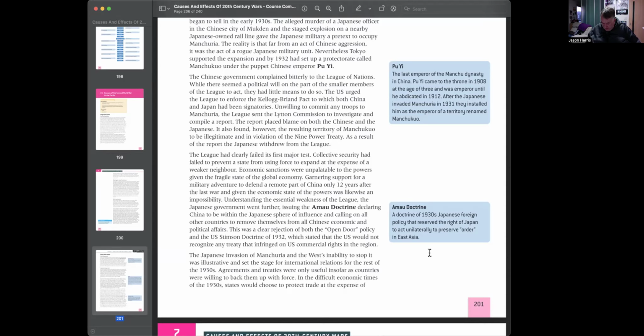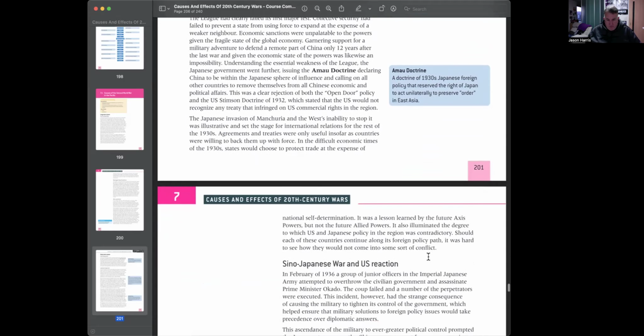In the difficult economic times of the 30s, states would choose to protect trade, which is what I was just talking about. America couldn't afford not to trade with Japan at the expense of national self-determination. It was a lesson learned by future Axis powers, but not the future Allied powers. It also illuminated, oh sorry, I'm down here now on the next page. It also illuminated the degree to which U.S. and Japanese policy in the region was contradictory. Should each of these countries continue along its foreign policy path, it was hard to see how they would not come into conflict. Okay.